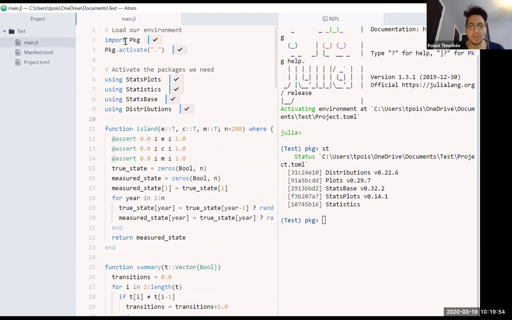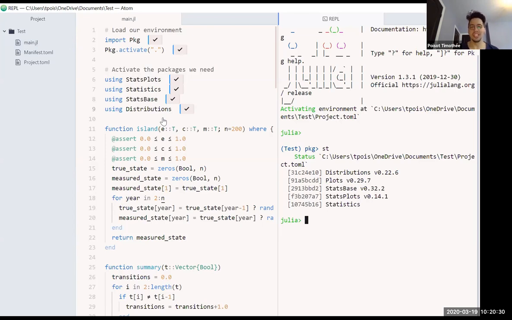So what we are going to do is activate this environment. I've done that before we started. And then adding the packages, StatsPlots for plots, Statistics is for things like average, standard deviation. StatsBase is, it's probably for sampling. I'm not even sure I'm using it. Anyway, it's fine. And Distributions is a very, very cool and very powerful package for statistical distributions that lets you do tons and tons of things. And it's very useful in a lot of applications.